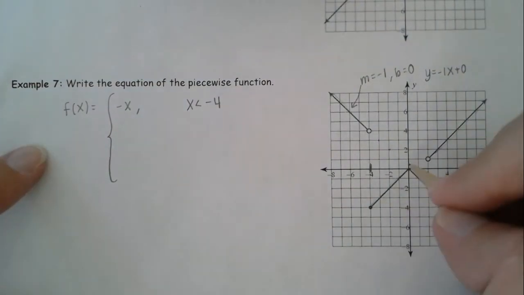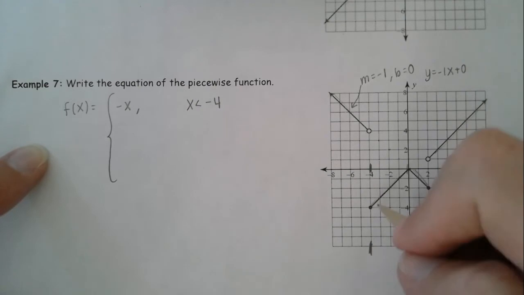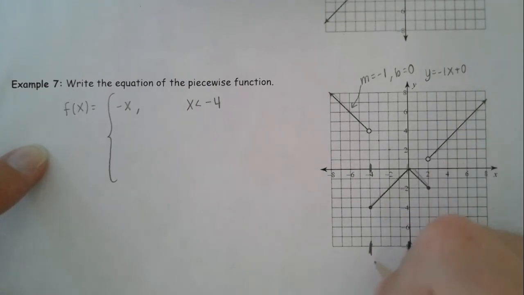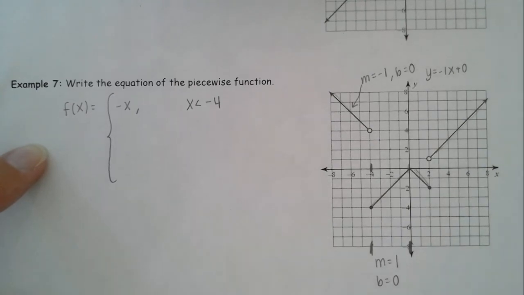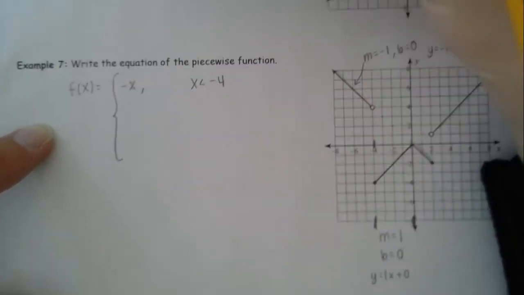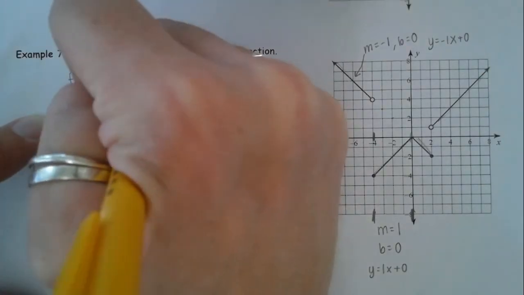And then I'm going to take a look at this piece here. So from here to here, I have another piece of my graph. So this piece has a slope of 1, and it would also have a y-intercept of 0. So if I write that in slope-intercept form, that would be y is equal to 1x plus 0, which in a simpler form would just be y is equal to x. So y is going to be equal to x.